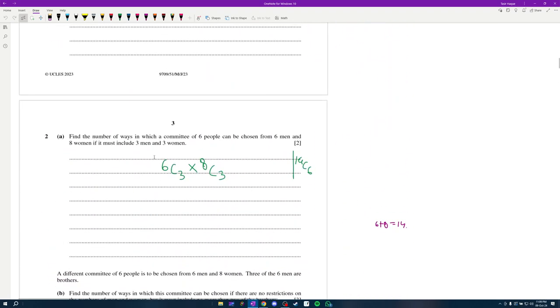Oh yeah, we do. Question 2. Find the number of ways in which a committee of 6 people can be chosen from 6 men and 8 women if it must include 3 men and 3 women. Okay. So 6C3 from the men and 8C3 from the women.